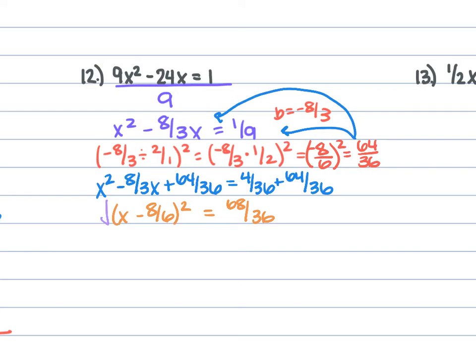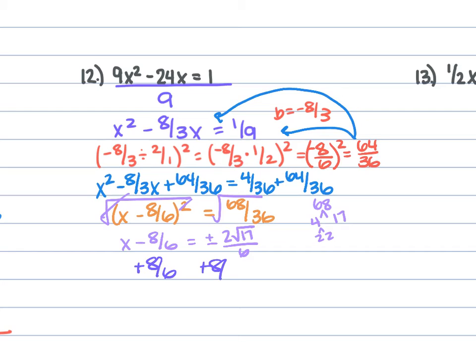I'm going to take the square root of both sides from here. So I'm going to be left with x minus 8 over 6 is equal to plus or minus. The 68 is 4 and 17. The 4 is 2 and 2, so that's just plus or minus 2 square root 17 over 6. I'm going to leave this so that way when I add over that 8 over 6 to both sides, I have like denominators. So I'm going to add 8 over 6 to both sides.